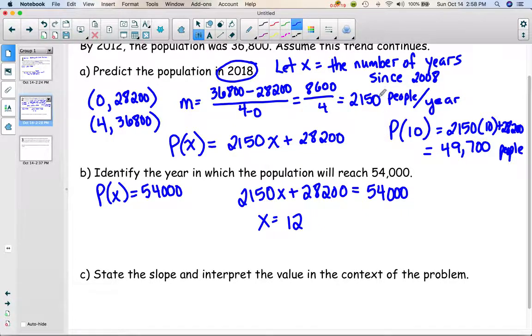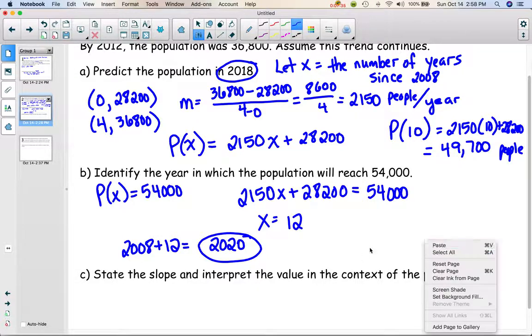Remember what x represented, the number of years since 2008. So now you're going to take 2008 plus the 12, and we see it's in 2020, so it would be during that year. Then the last problem, which I've already kind of done, state the slope and interpret the value in the context of the problem.